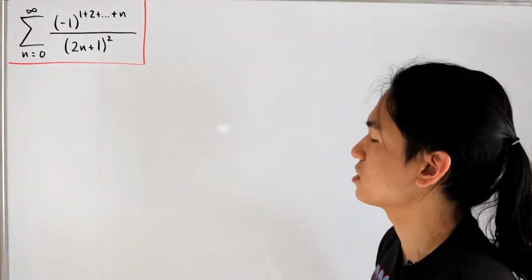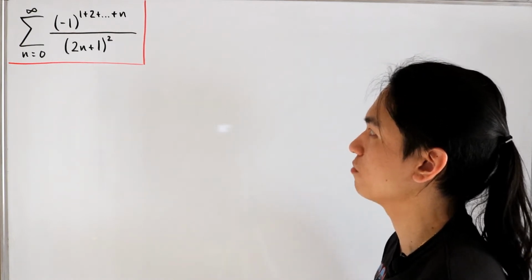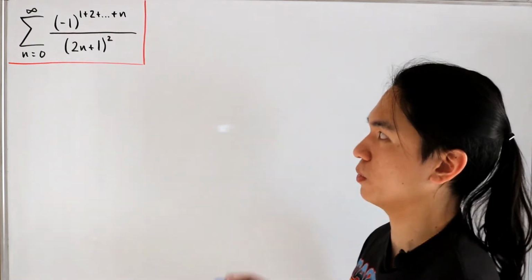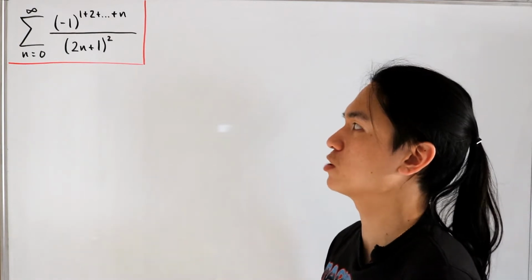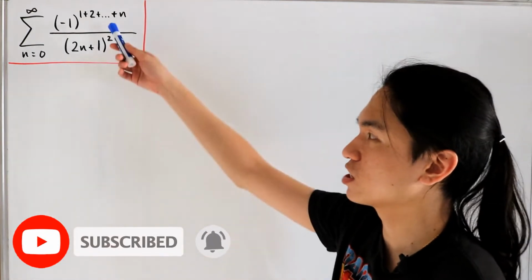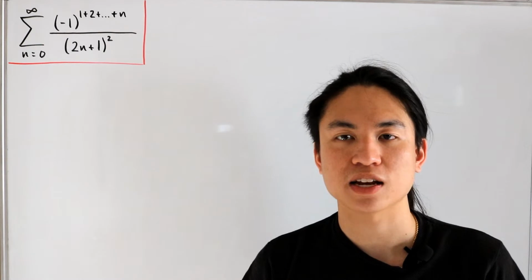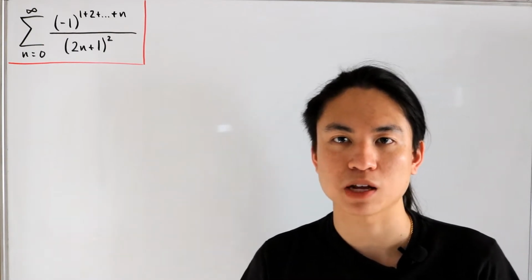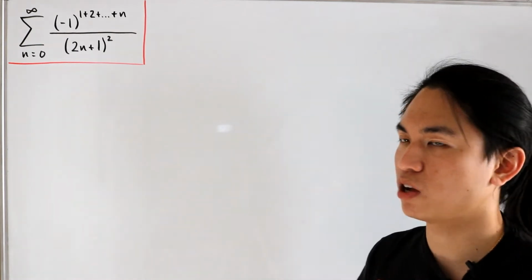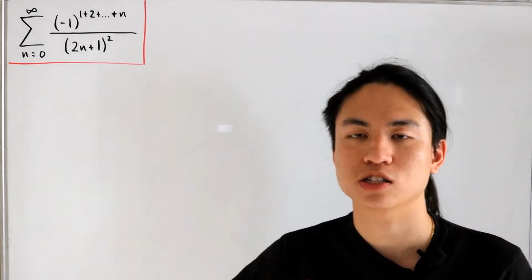So here today we have a special alternating infinite sum, and that is the sum of (-1) to the power 1 plus 2 plus all the way up to plus n, divided by (2n plus 1) quantity squared. I think if you notice that the exponent specifically is written as the sum of the n natural numbers, and it has that nice closed formula of n times (n plus 1) divided by 2. So that's actually a first giveaway on where to start: rewrite that sum using that substitution.